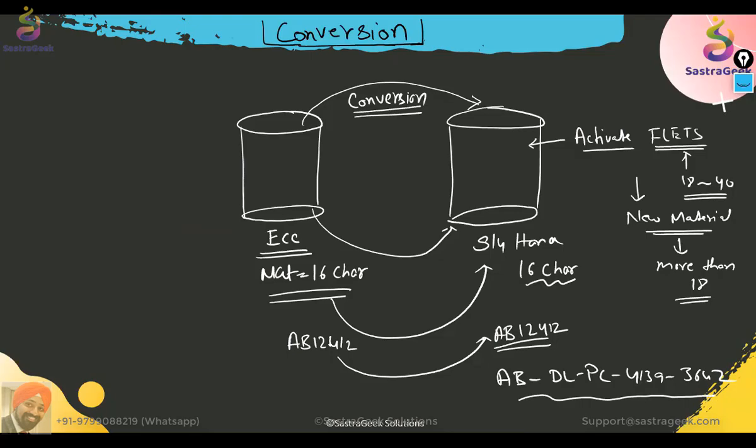The ideal approach for this is to go ahead with the greenfield implementation, where basically all of these materials would be uploaded as a new material code in the system. If they do the conversion, all of the materials would be available as they are. The new material after the conversion would be coming as more than 18 characters.